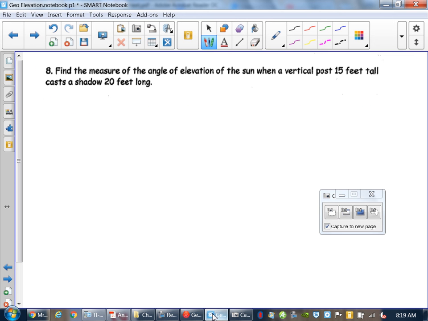Find the measure of the angle of elevation of the sun when a vertical post 15 feet tall casts a shadow that's 20 foot. Find the measure of the angle of elevation of the sun.